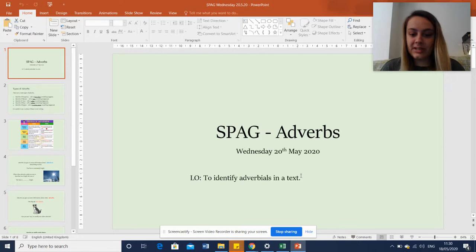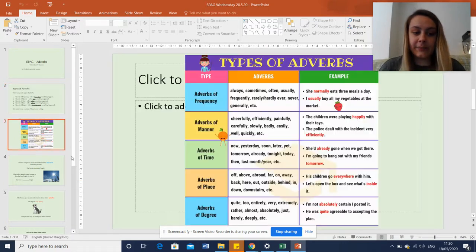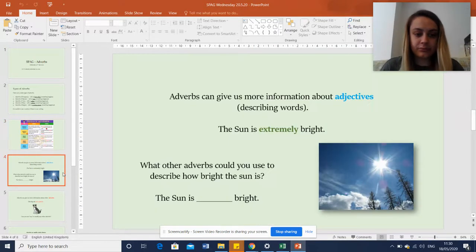So today we're going to carry on at identifying adverbials in a text. So we're going to look at fronted adverbials. We're going to look at those types of adverbs that we looked at yesterday on the video as well. So just a quick recap. Remember the 5 types of adverbs. You've got adverbs of frequency, adverbs of manner, adverbs of time, adverbs of place, and adverbs of degree. If you need to pause this, or you can go onto the PowerPoint itself, which I've attached on the work, and you can have a look and keep this up if that helps you as well. But I'm not going to go through it again.